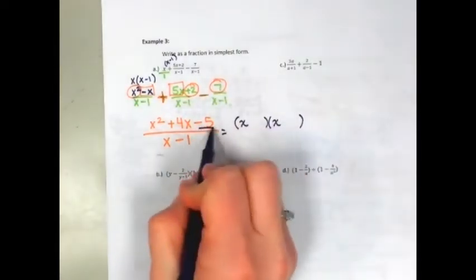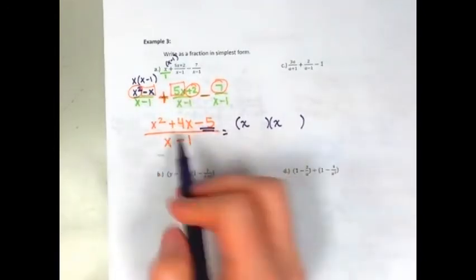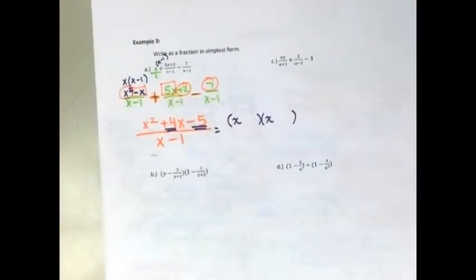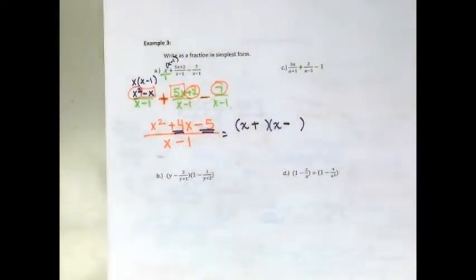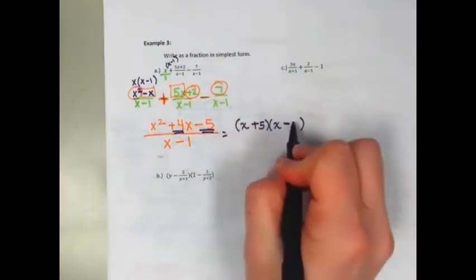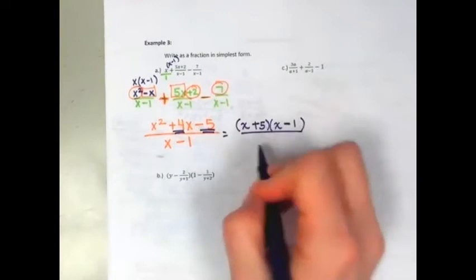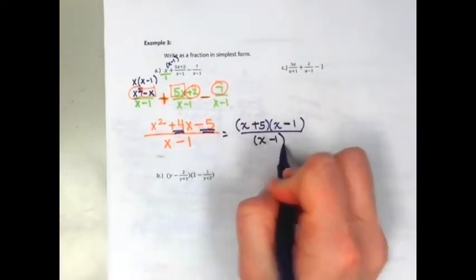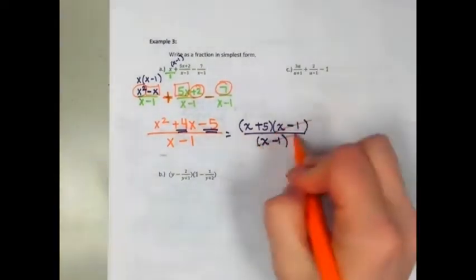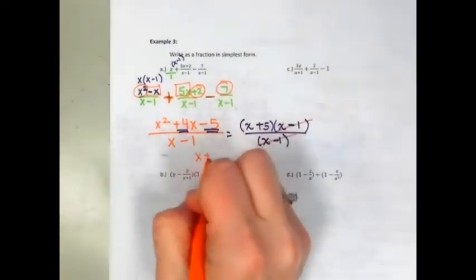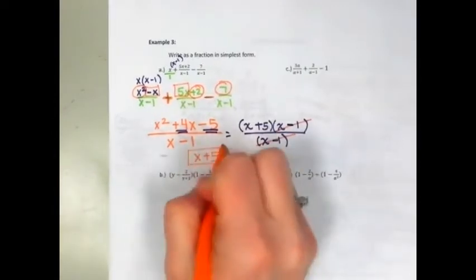What times what is negative 5 that adds to be a positive 4? One's going to be positive, one's going to be negative. So what times what is 5 that adds to be 4? Positive 5 and negative 1. And we have x minus 1 in the denominator. So can anything be simplified? The x minus 1s cancel, and I'm just left with x plus 5. There you go. That is your final answer.